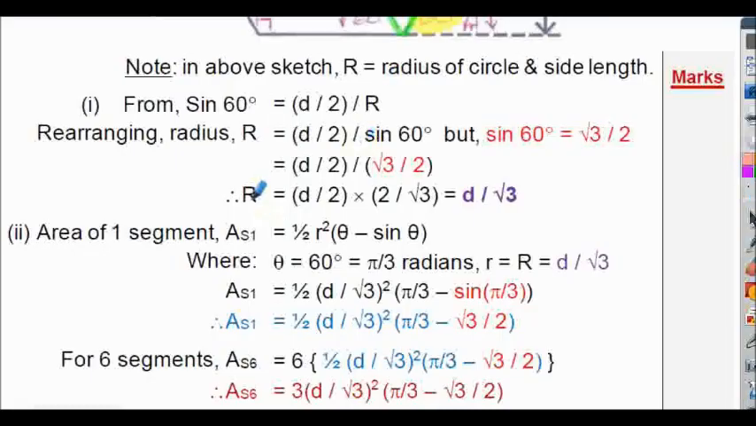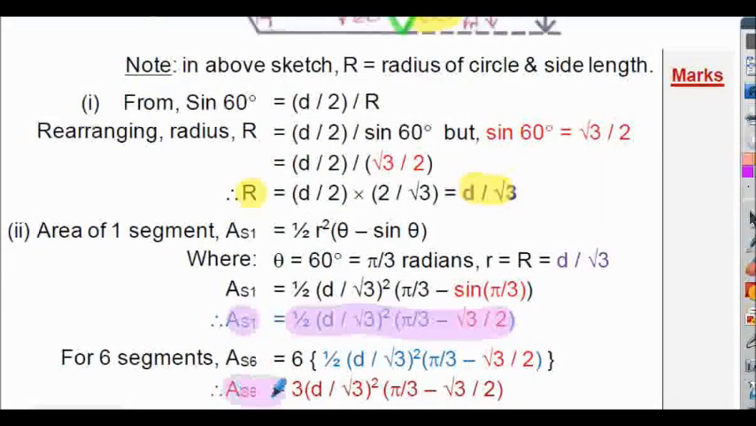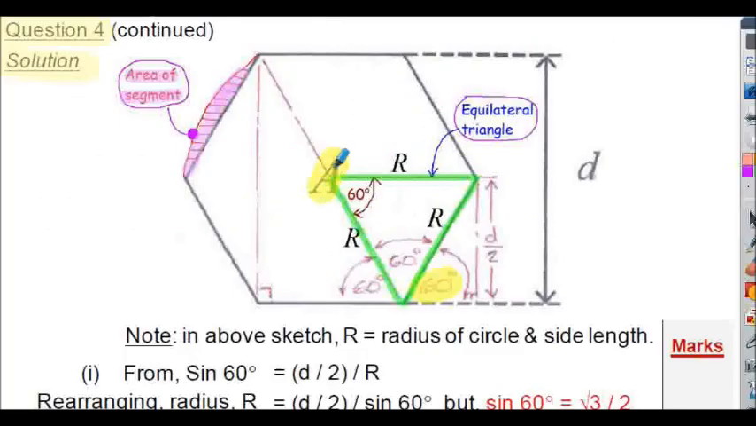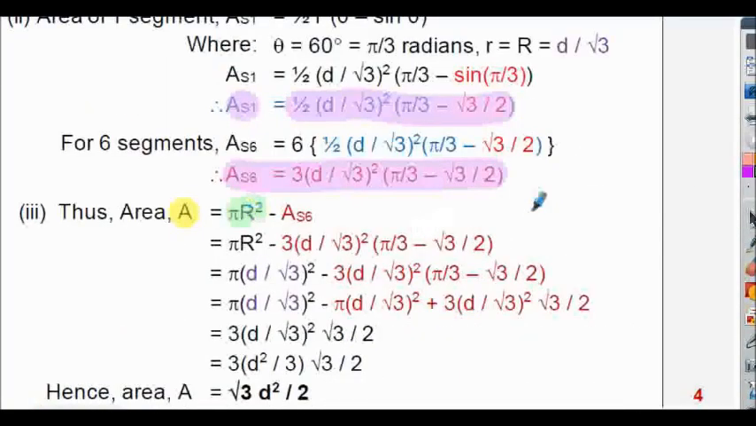Here's the calculation of the radius of the circle. Here's the calculation from the area of one segment, to the area of 6 of the segments. And essentially to calculate the area A shown in the figure, calculate the area of a circle, pi r squared, and subtract from it the area of the 6 segments. Here's the formula for the area that we were required to prove.